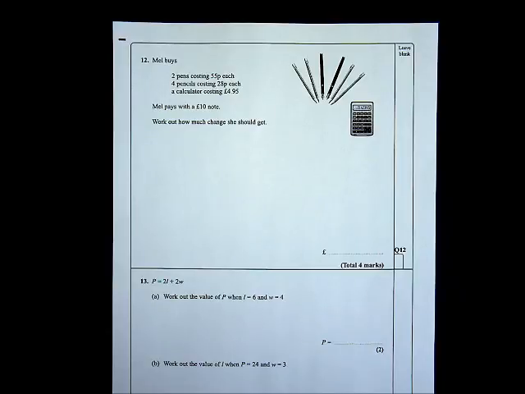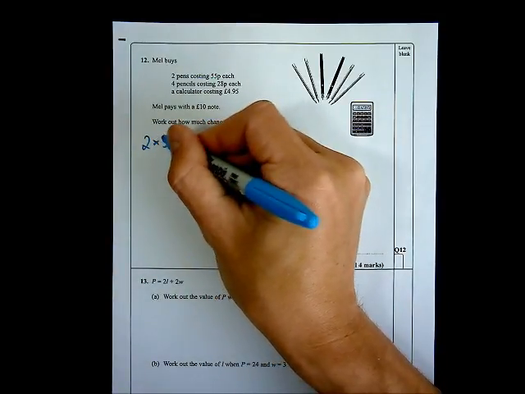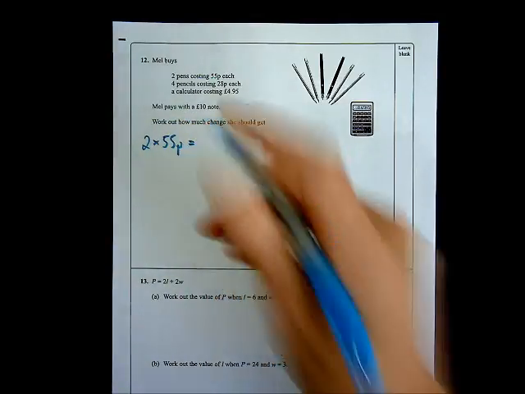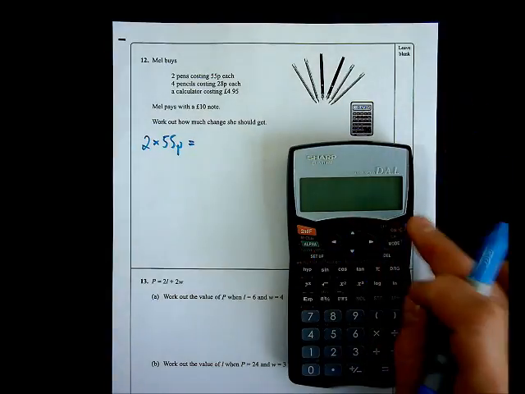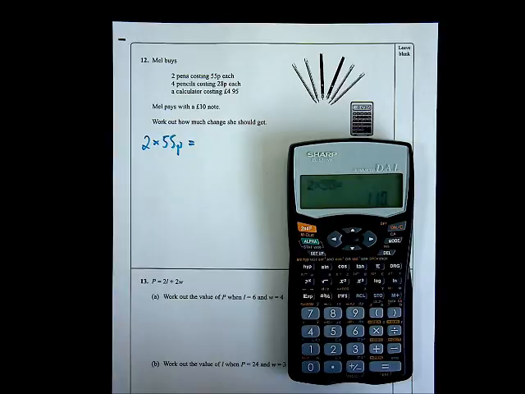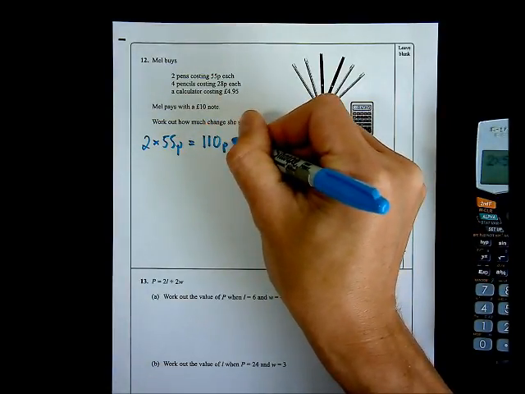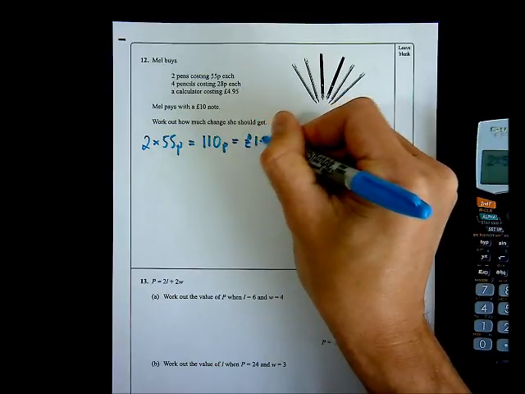In question 12, I'm told that Mel buys 2 pens costing 55p each. So I need to do 2 multiplied by 55 pence. And as this is a calculator paper, I'm allowed to use my calculator. So 2 times by 55 would equal 110 pence, which would be the same as £1.10.